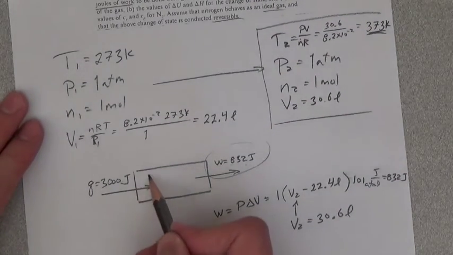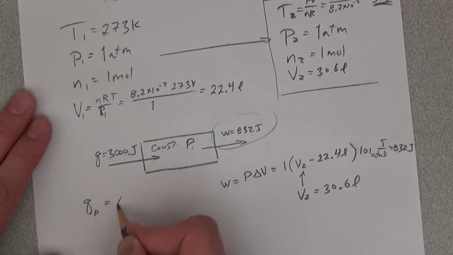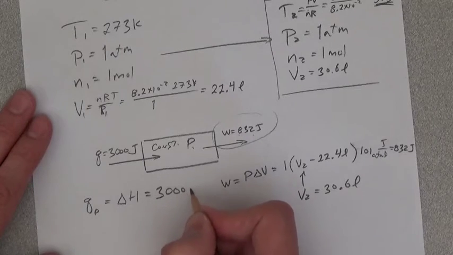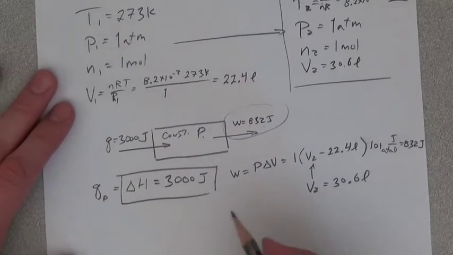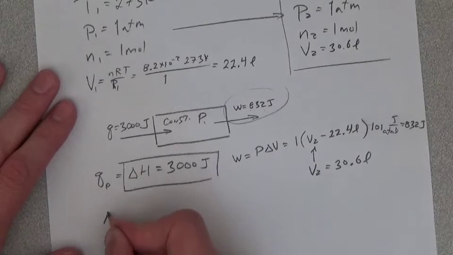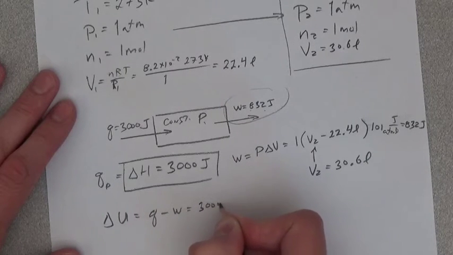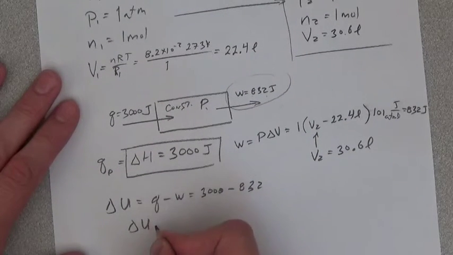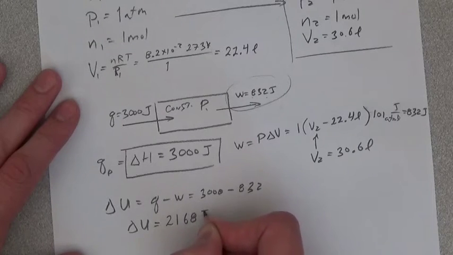This is a constant pressure, and we know that QP is equal to delta H, so we immediately know the change in the enthalpy is 3000 joule, and then we use delta U is equal to Q minus W, which is 3000 minus 832. Delta U is equal to 2168 joule.